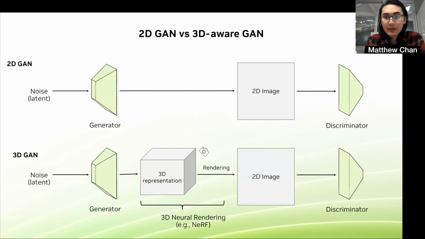To recap, 2D GANs and 3D GANs are very similar in architecture. The primary difference between them is simply that the generator creates a 3D representation and then differentiably renders it to a 2D image before passing the result to a standard 2D image discriminator.